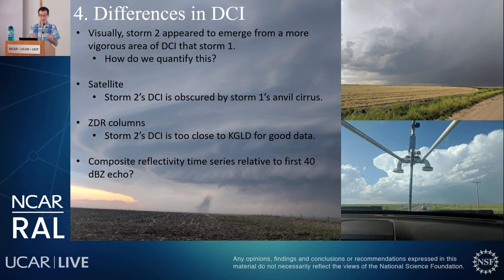So visually, a lot of us who were out there agreed that Storm 2 appeared to emerge from a more vigorous area of convection initiation than Storm 1. But how do we quantify this? So this is just kind of pictures from out there.